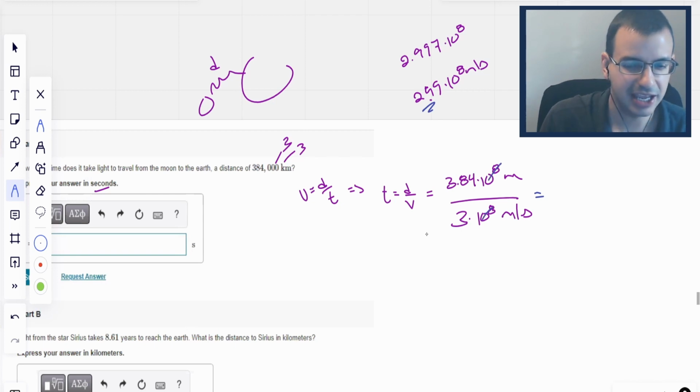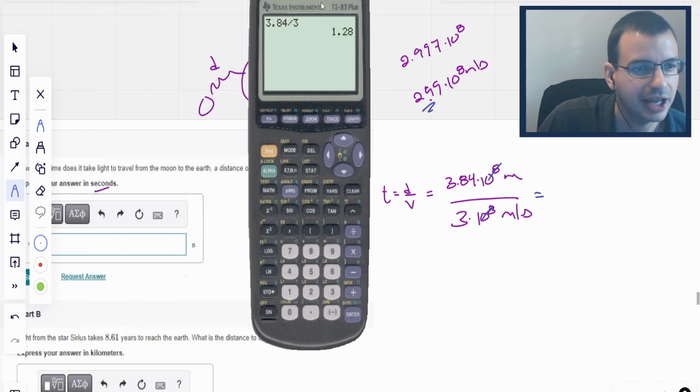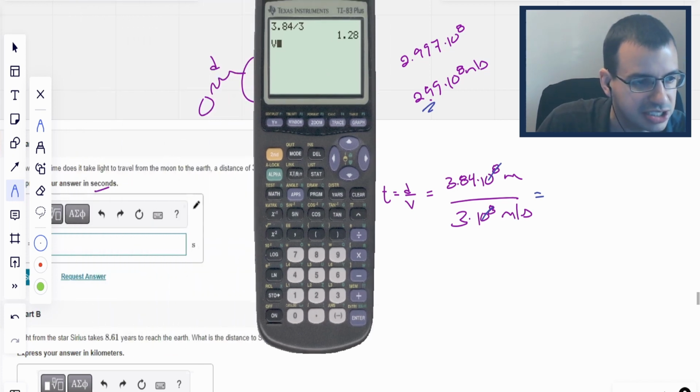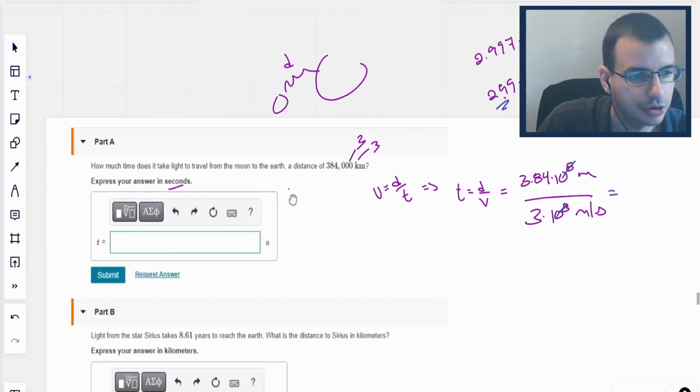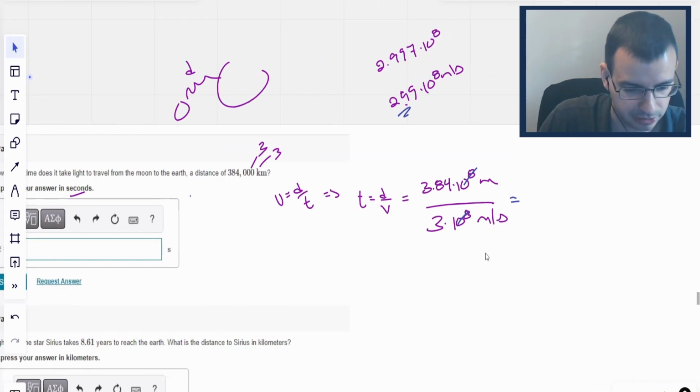So 10 to the 8s cancel, we go to our calculator, and we get 3.84 divided by 3, and we get 1.28. Now I'm going to check if they're asking for the distance there and back. How much time did it take to travel from the moon to the Earth? Okay, so yeah, 1.28 seconds.